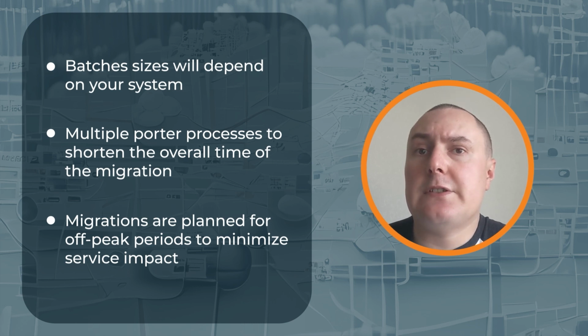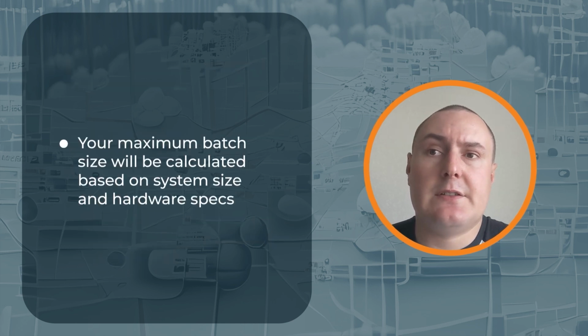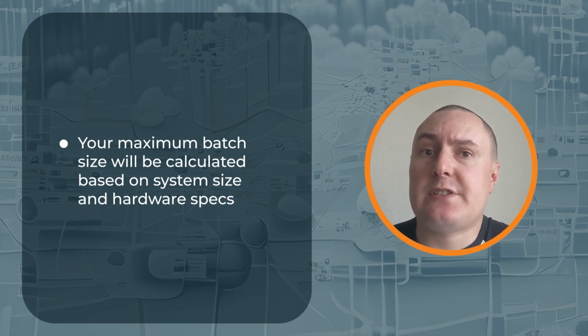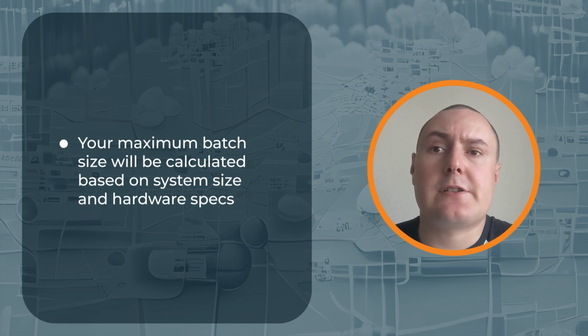Since a Porter utility migrates a single customer at a time, we will run multiple Porter processes in parallel to shorten the overall time of the migration. However, since a migration is usually performed during your off-peak period, in order to minimize the impact on your production services, the maximum size of the batch should be calculated or predicted based on the Porter performance in terms of the exact hardware and size of the customers you are migrating. That includes quantity of accounts, XDRs, and other entities.